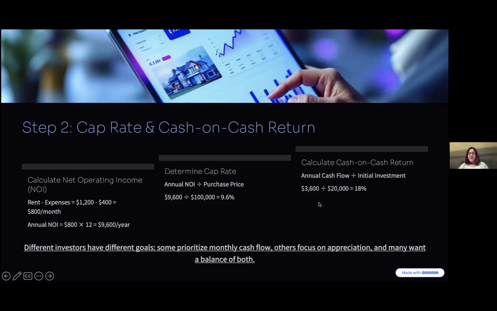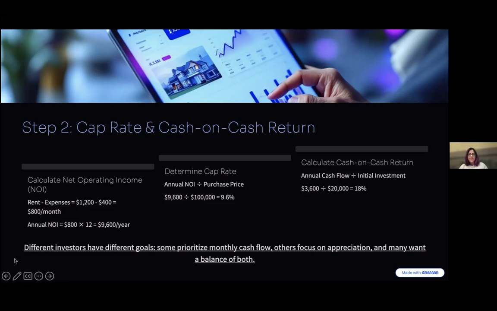And then calculating the cash on cash return is your annual cash flow divided by the initial investment. So in this case, I don't think it was in the previous example, but you're assuming you put about 20% down on that 100K property because most commercial loan products require about 20 to 25% down. So that's where the 20K comes from. And so this would give you an idea, like if I invested, I'm getting about $3,600 per year. In this particular example, I put 20K in, that gets me about an 18% cash on cash return.